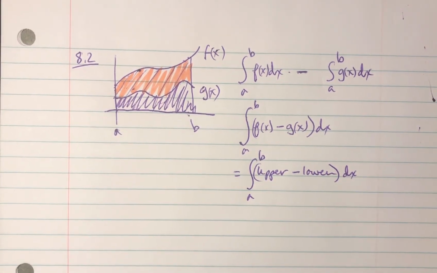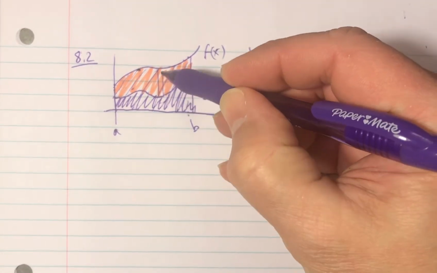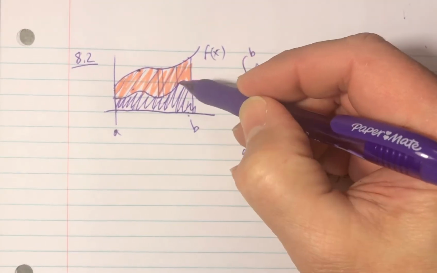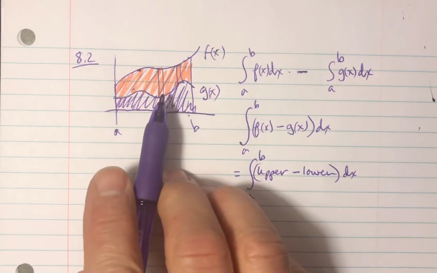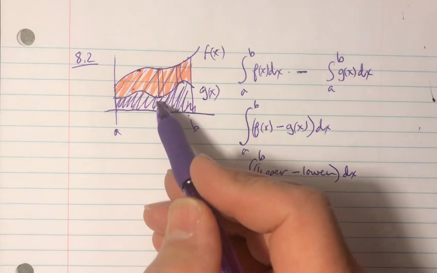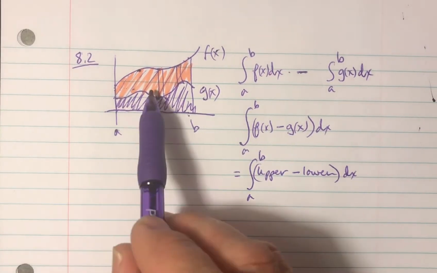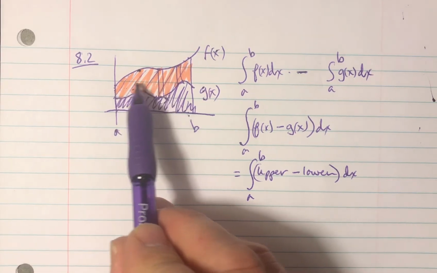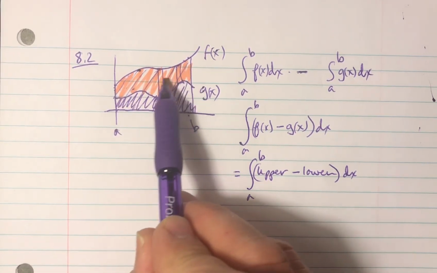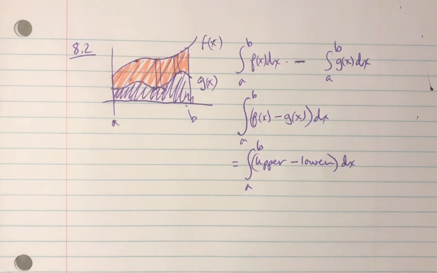What we're really doing here is finding the area of an infinite number of rectangles whose height is f of x minus g of x, and whose width here is delta x. And when we sum the infinite number of rectangles here, that's how we get this integral.